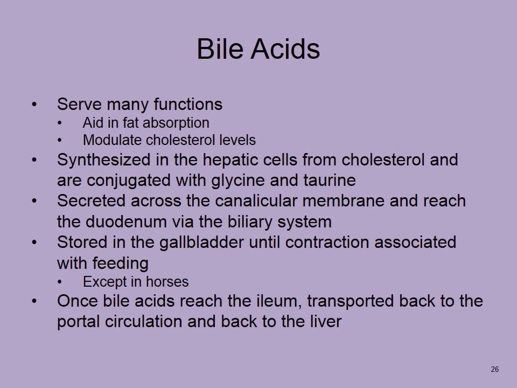They're stored in the gallbladder until it contracts when an animal eats, except in horses. Horses are an exception to a lot of things you'll see. But usually they hang out in the gallbladder until an animal eats, then the gallbladder contracts, and then they make their way all the way into the duodenum. Once they go through the duodenum, they do their thing, they reach the ileum, then they get transported back to the portal circulation, which brings them back to the liver.